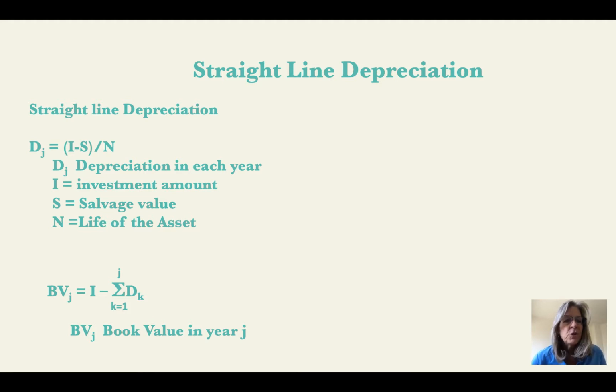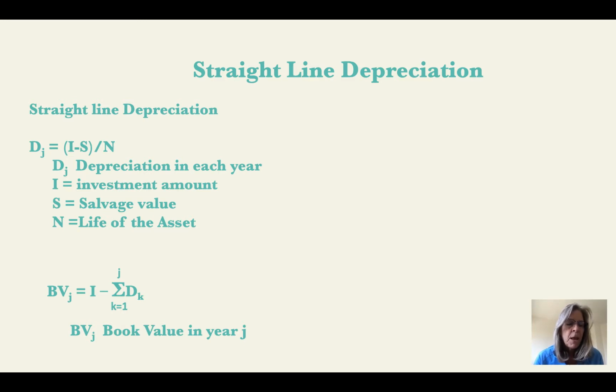In straight line depreciation, the depreciation in every year, D sub J, is equal to the investment amount minus the salvage value. So what you bought it for, the depreciable basis, less what you will be able to sell it for at the end of its life, and then just divide that by the number of years. So you can see that D sub J will be the same in every year of the useful life.